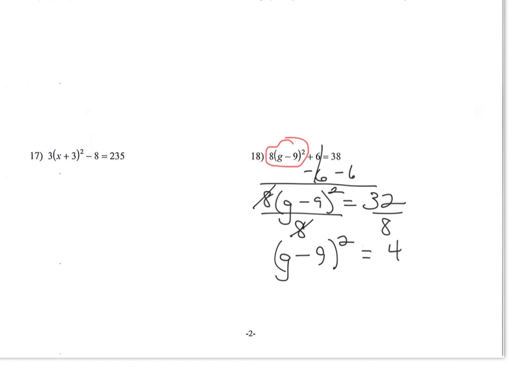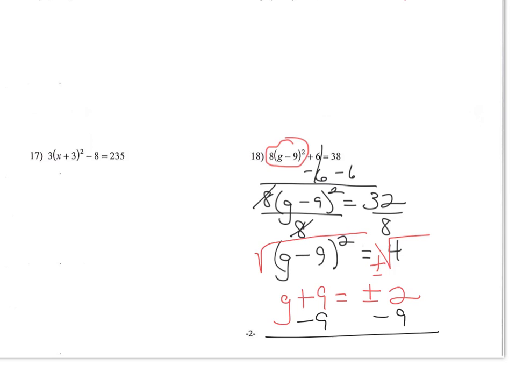The last step that we need to do here is to take the square root of both sides, again incorporating that plus or minus on the right. It is a perfect square of 2. At this point, we solve by subtracting the 9, and we would get g equals negative 7 and g equals negative 11. You now can complete the odd problems for practice.